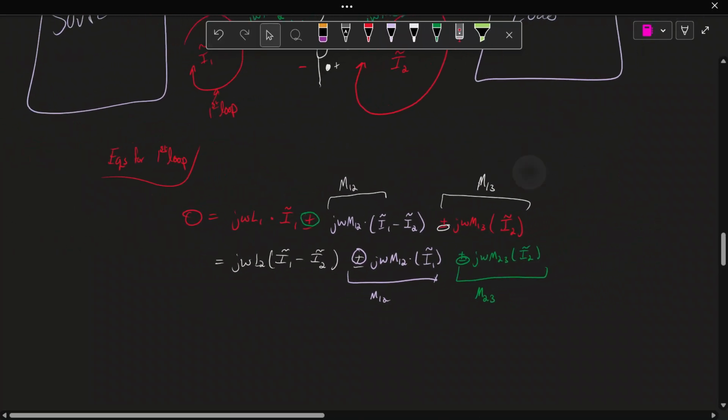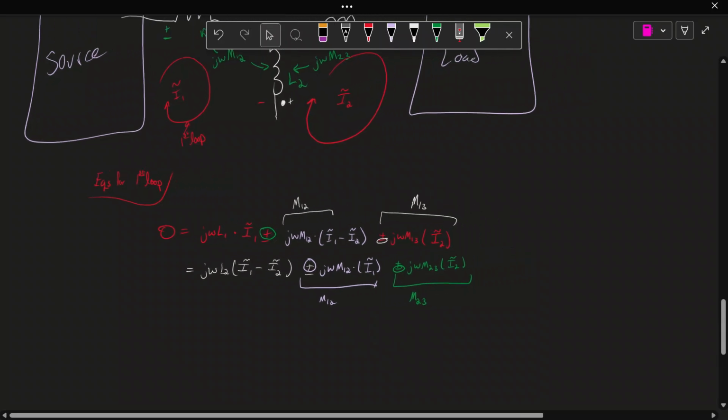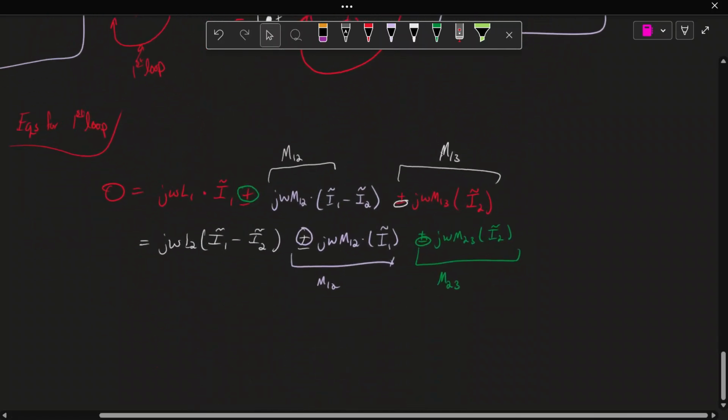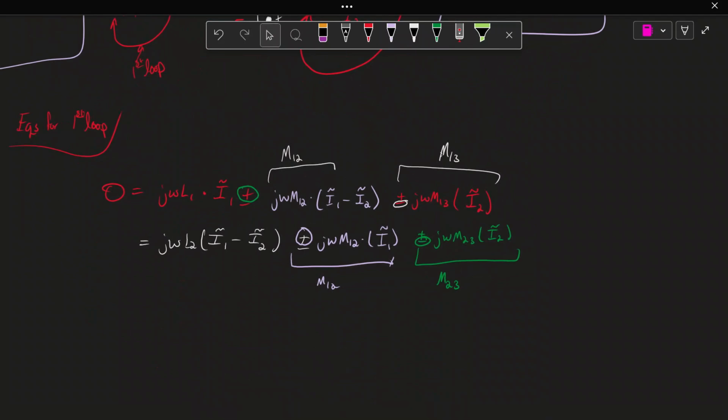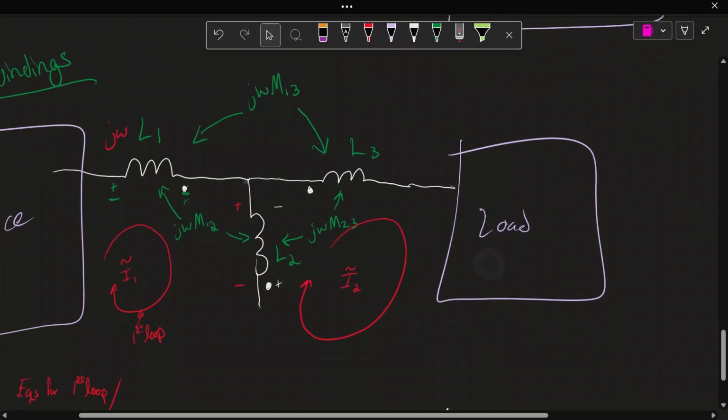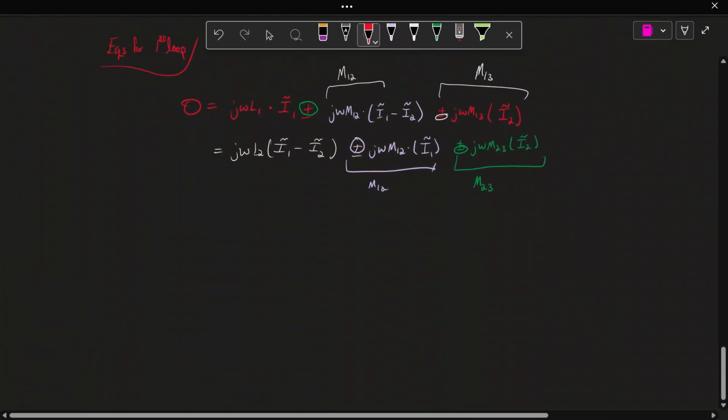So look, we finished our first loop. These are the equations for our first loop. How many unknowns? The mutual inductances will be given. I1 and I2 are not given. So we're really just looking for the currents I1 and I2. Now we can do the equations for the second loop.